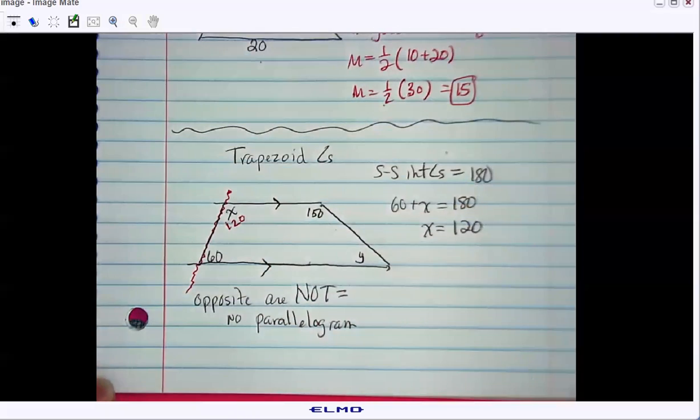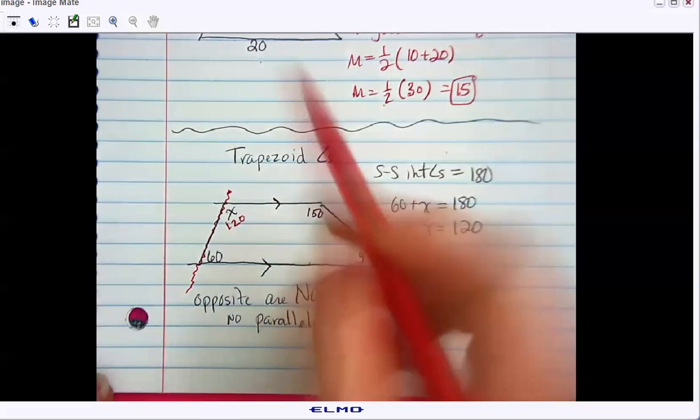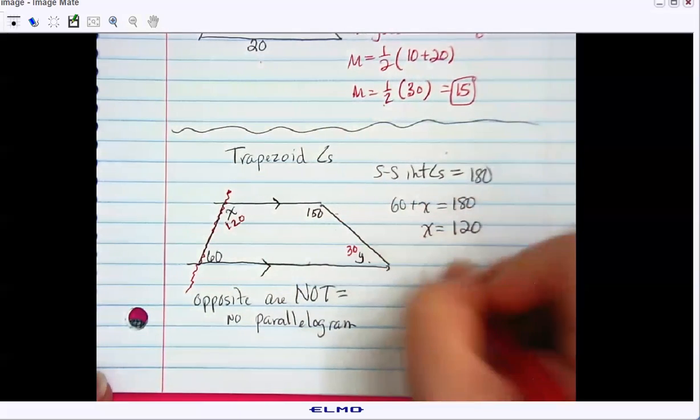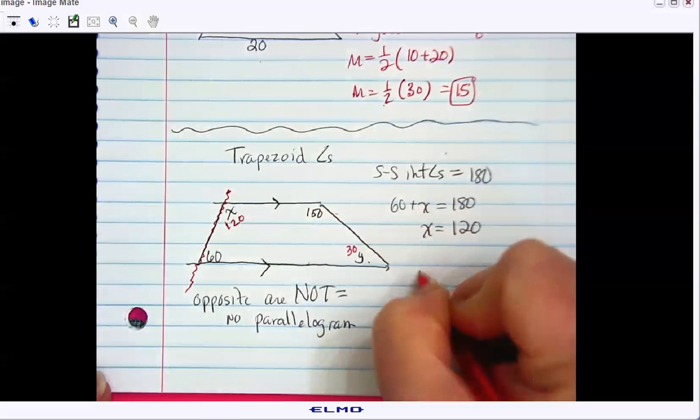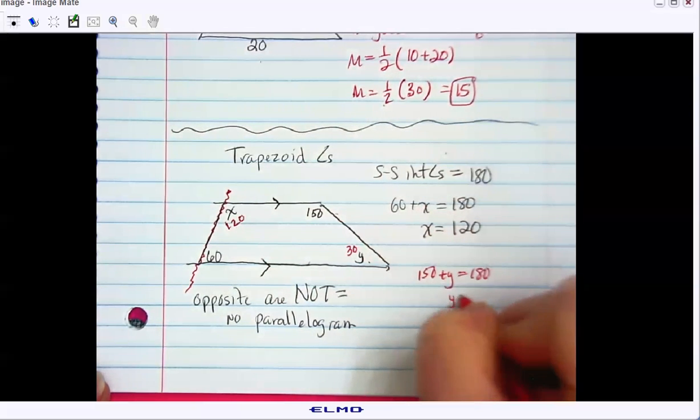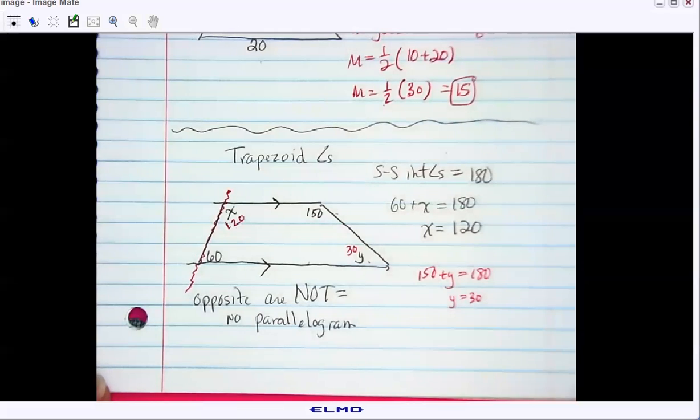What do you think Y would be? Would it be 30? It would. It would indeed. So this would be 30 because these two together have to equal 180. We know that 150 plus Y equals 180. So Y equals 30. And you're done.